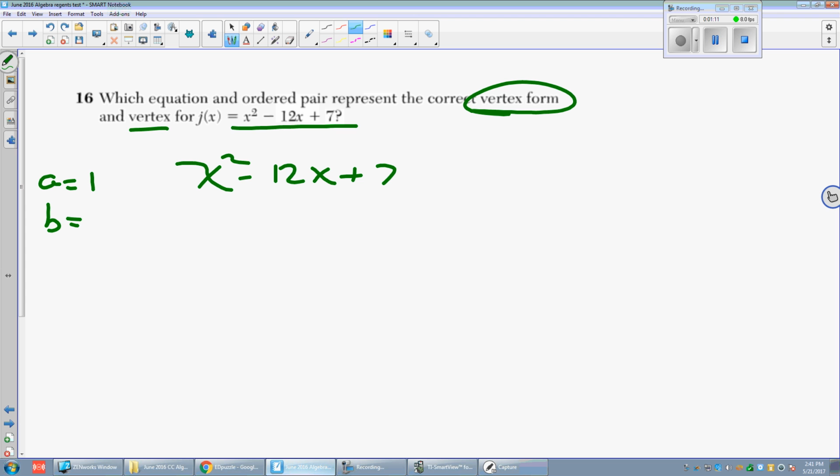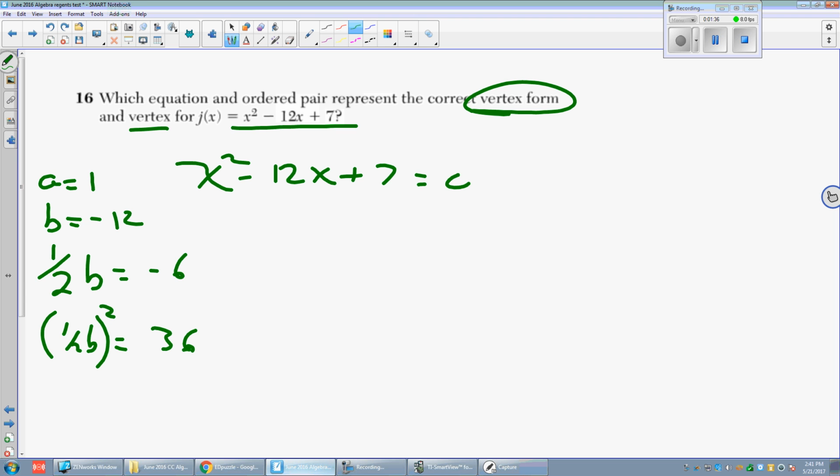Now b, if a isn't 1, we have to divide everything by whatever a is. b is negative 12. Do you know what I'm going to do next? Half of b is negative 6. What's next? Half of b, the square, is 36. Now that we have that, I'm going to set that equal to 0 just for a minute. I haven't even looked at the choices. I don't know what's going to happen.